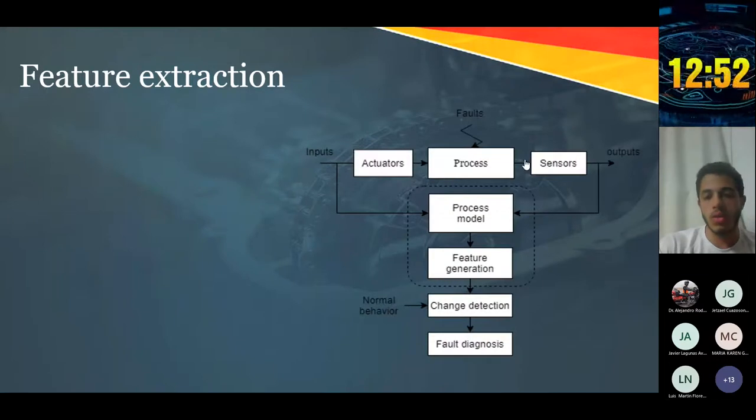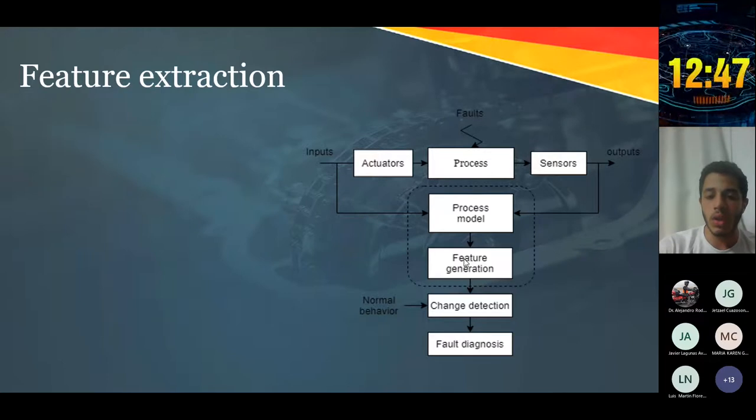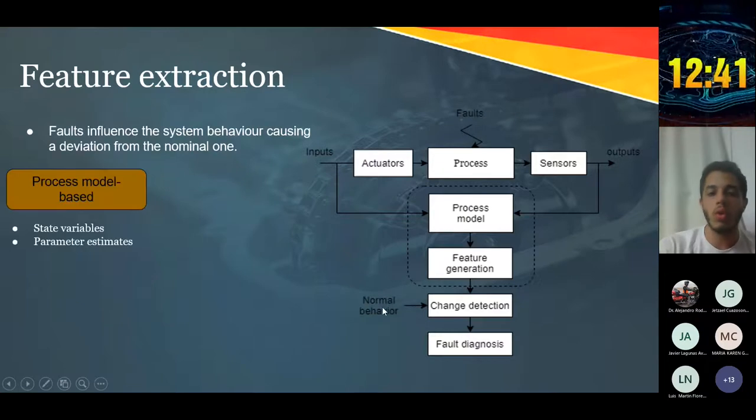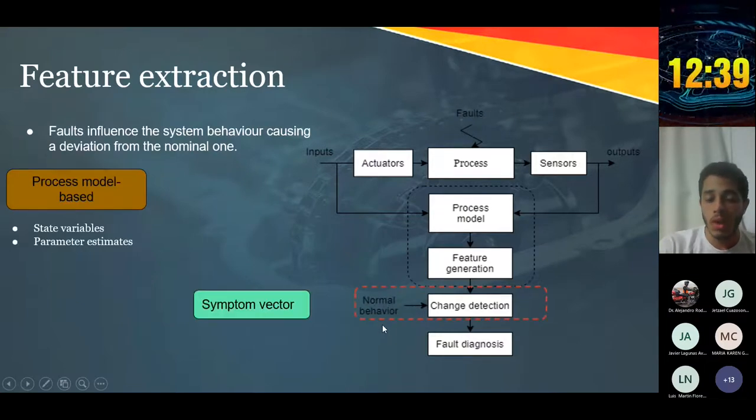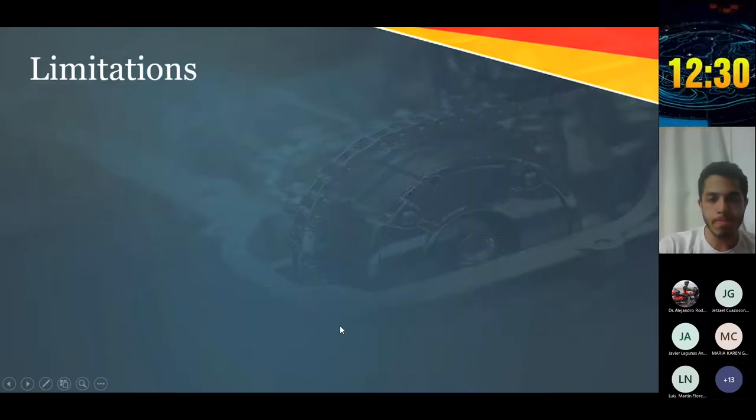After constructing our model, we use it in order to extract our features. These features can be mapped into what we call a symptom vector. This symptom vector can be directly mapped into our faults.